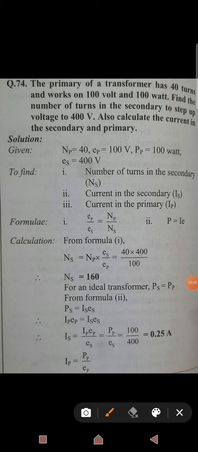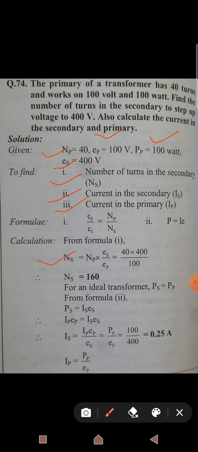So in the given question, the primary of a transformer has 40 turns, right? And it works at 100 volt, the EMF of primary, power is 100 watt. Find the number of turns in the secondary if the EMF of the secondary is 400 volt. And again we have to calculate the current in the primary and the current in the secondary. So this is the given and to calculate.